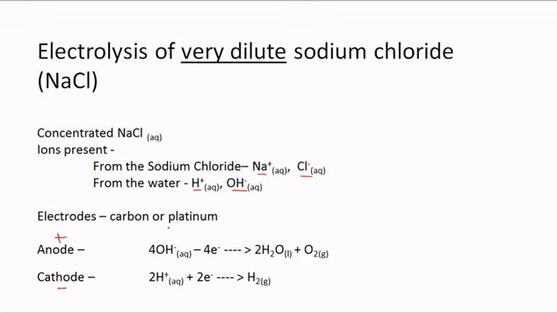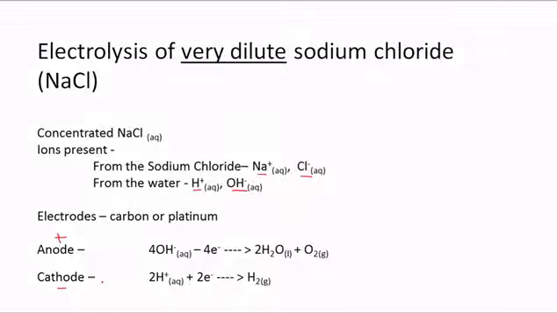At the anode, we expect the negative ions to move towards it, so we have Cl- and OH- moving towards it. But because we are dealing with very dilute sodium chloride, the OH- is what is going to be discharged. So we saw this equation before: 4OH- - 4 electrons producing 2H2O + O2.